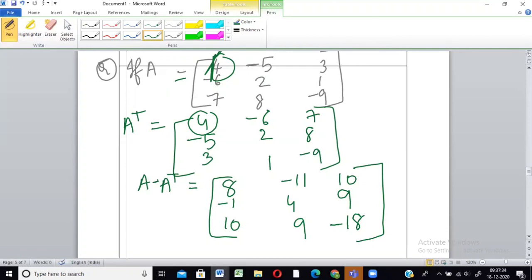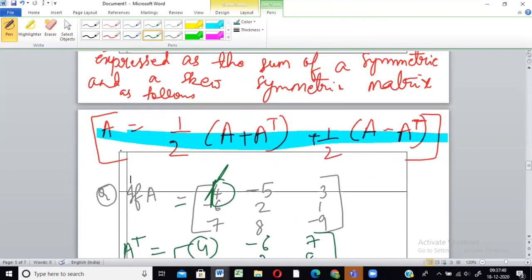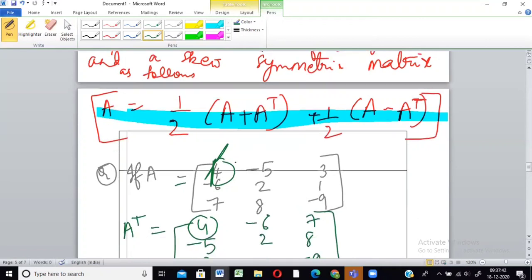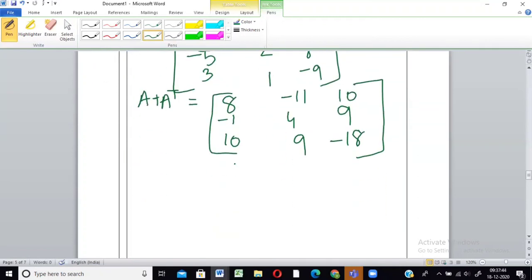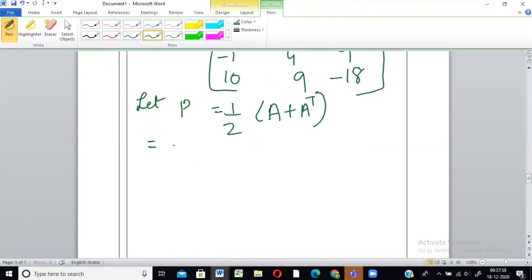This is your A plus A transpose, right? So we have added. So as I said, what did we do? We are going to consider this. Even if you don't do it that way, it's also okay. But we are just modifying, so that we don't have to write so much every time: half into A plus A transpose. So let us just assume we'll write it once. Let P be half into A plus A transpose. So this is A plus A transpose we already have.